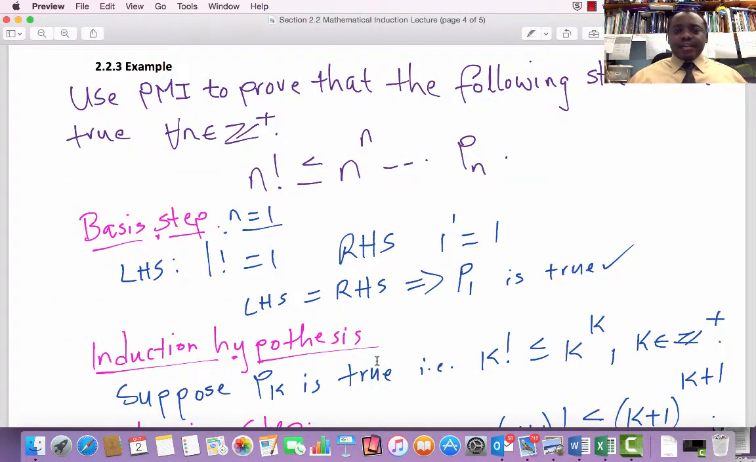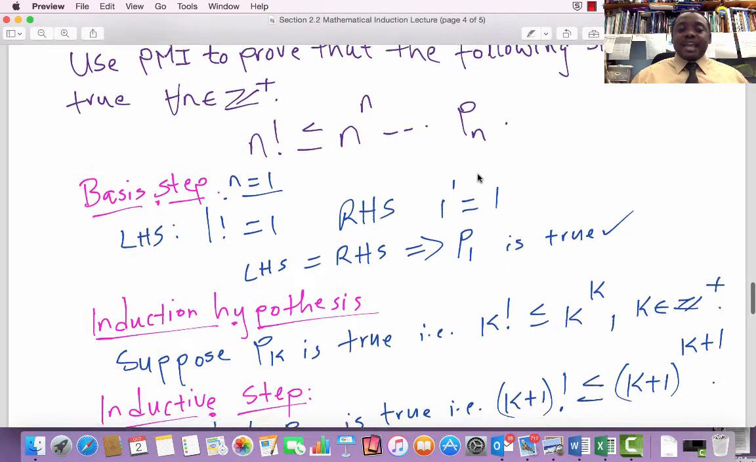Let's take another example. Use the principle of mathematical induction to prove that the following statement is true for every positive integer n. n factorial is less than or equal to n to the n, and call that statement Pn.